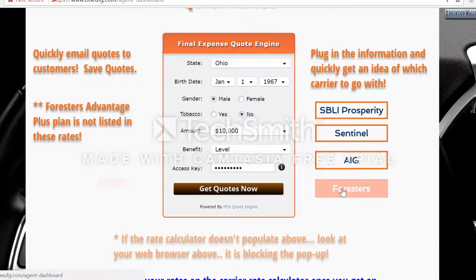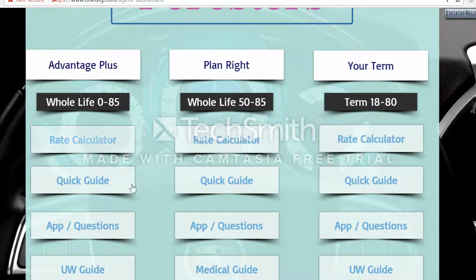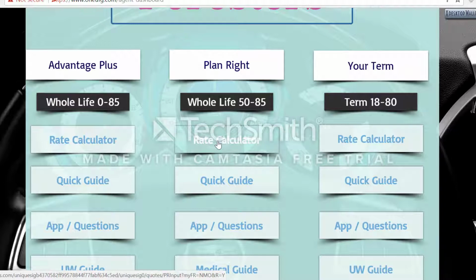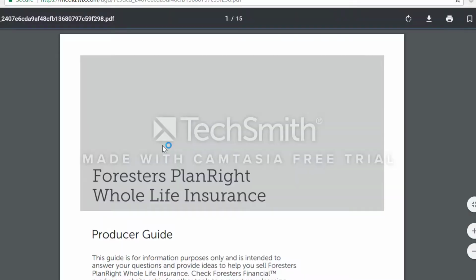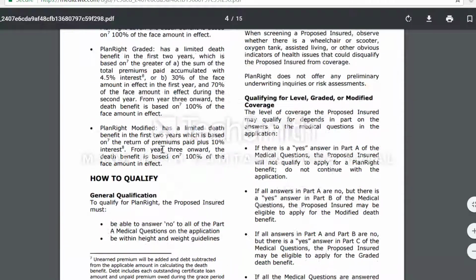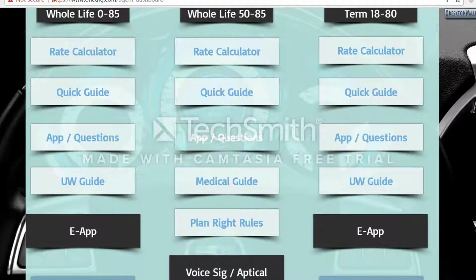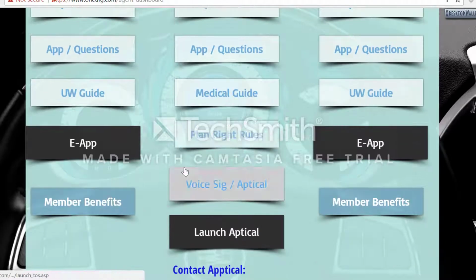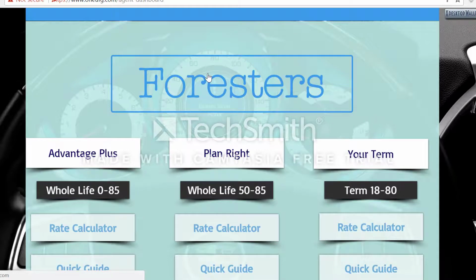I'm going to click on Foresters. It's going to scroll down to them, and depending on which rate they qualify for, we're going to assume it was plan right. Then I'm going to go to their rate calculator. I'm going to make sure that my rate was right. I'm going to go to their health questions. I'm going to pull up the health questions here. I'm going to go through them and make sure that everything lines up with Foresters. And then I'm going to finish this according with how we close out Foresters.